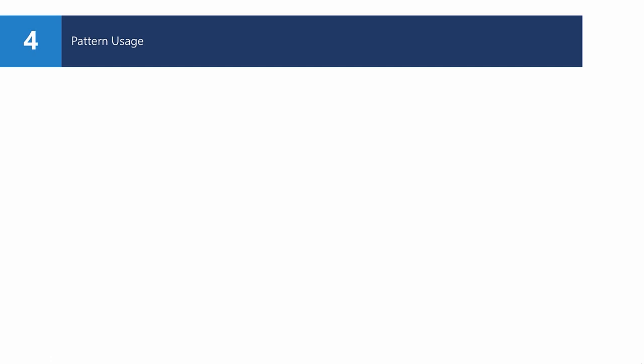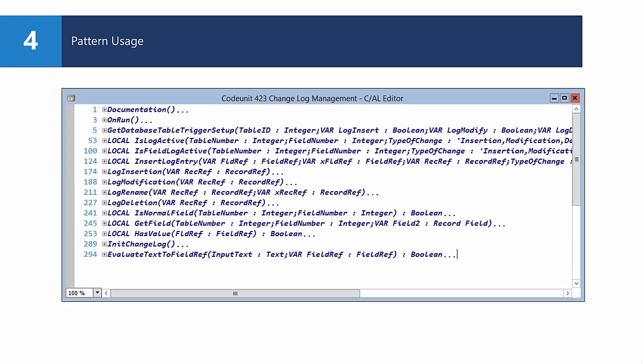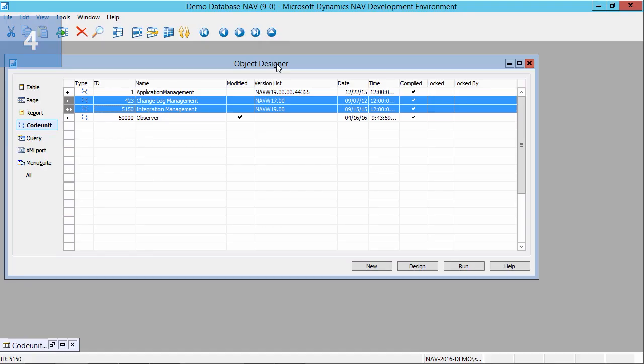Now that we know how to create the observer table and the code unit which is going to perform the monitoring, let's now have a look at some real-life examples in Dynamics NAV where this pattern is already applied. In Dynamics NAV, there are already two code units implementing this pattern in some way. We have the changelog management functionality and the integration management functionality. Now, even in NAV 2016, they are still using functions in code unit 1 and not events, but I suspect that in the future, of course, that might change.